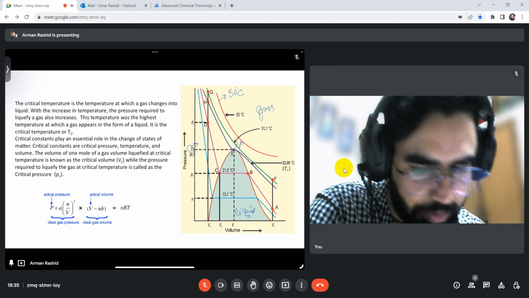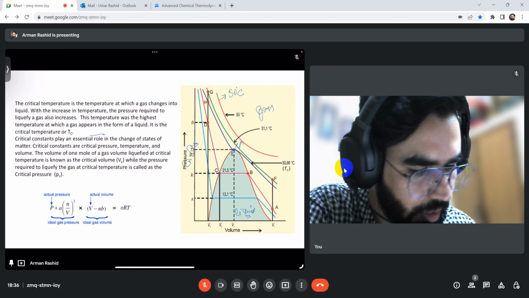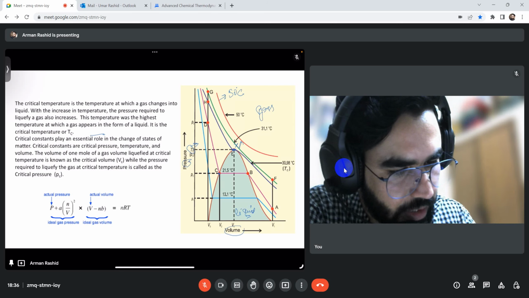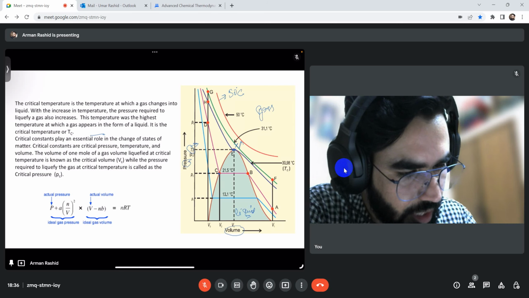Now, as I have written here, they play a very essential role in the change of states. Critical constants are critical pressure, as I have explained, critical volume, and the critical temperature. So this is called the critical temperature.